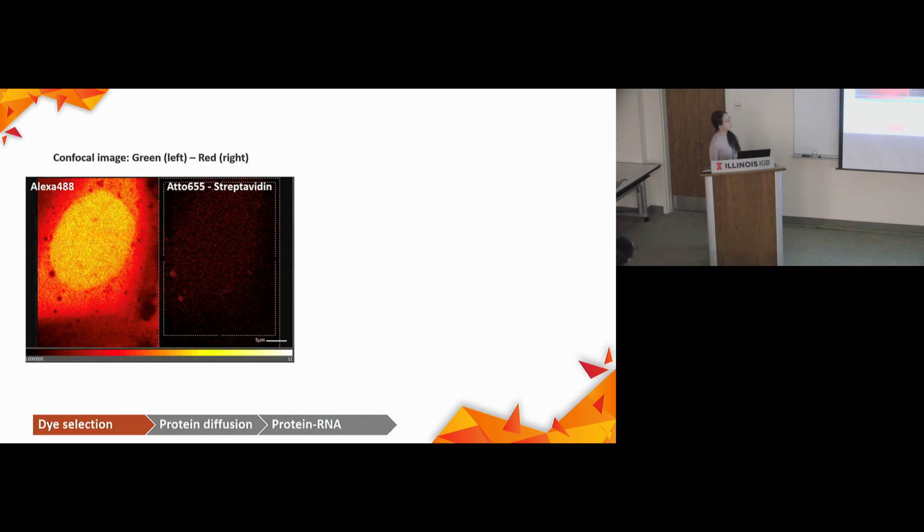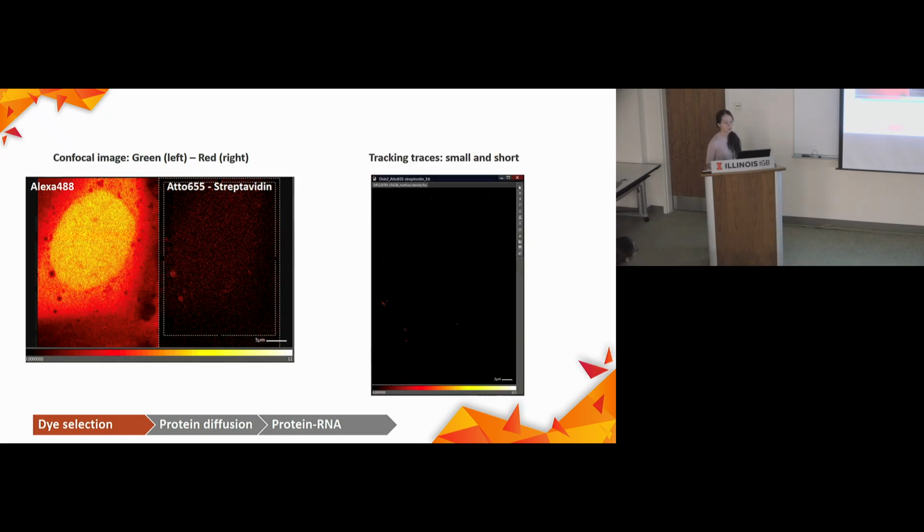On the left, it's the same idea. It's a green channel that gives you the shape of the cell and the nuclear. On the right-hand side, it's another dye that's called Atto 655. It gives you a shape of the cell, and it's located uniformly, and you're not getting a lot of long traces as well. So this is another bad example, Atto 655. It's also because the Atto is sticky, so you don't have a lot of free-moving molecules in the cell.